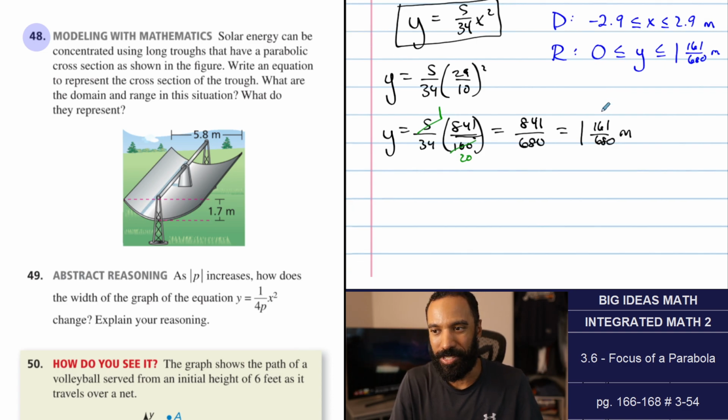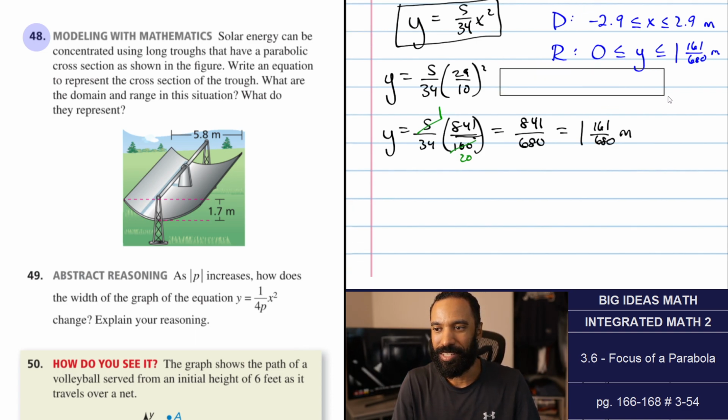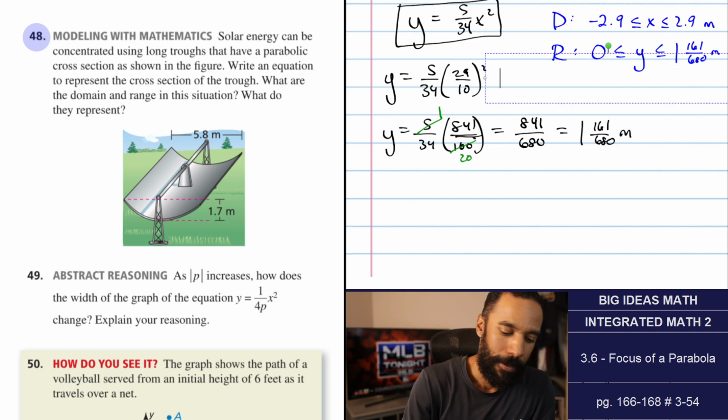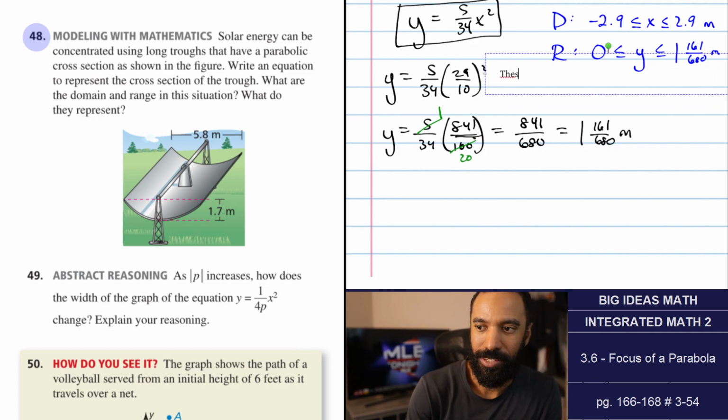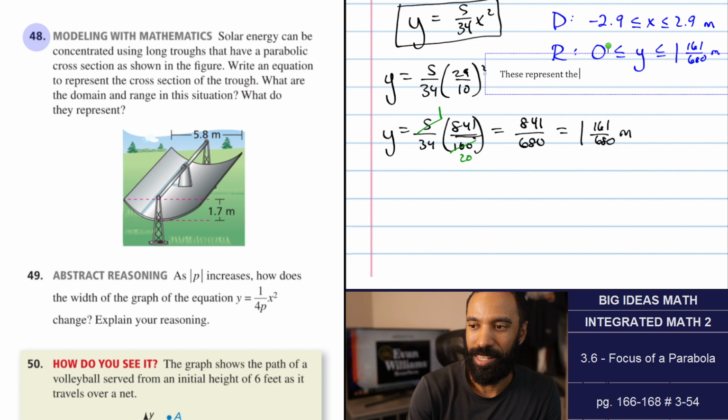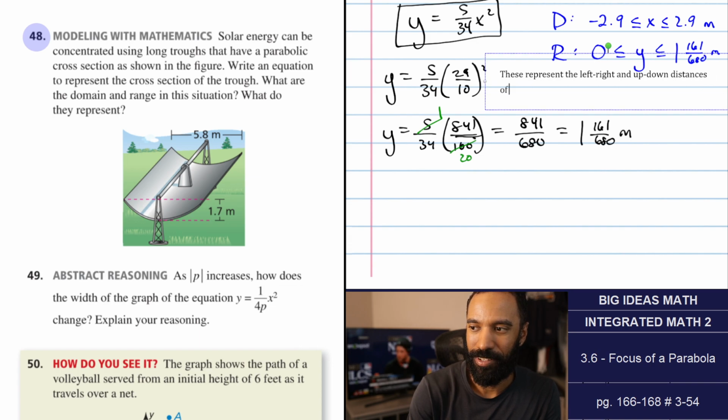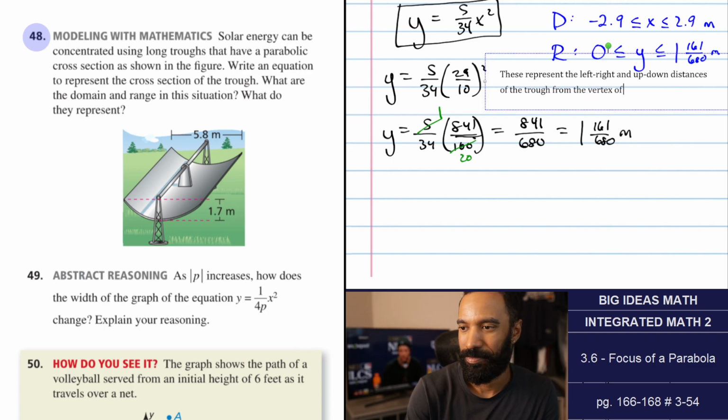What do they represent? They represent the left-right distances. These represent the left, right, and up, down distances of the trough from the vertex of its parabolic cross-section.